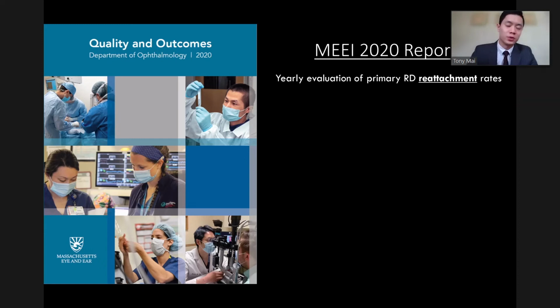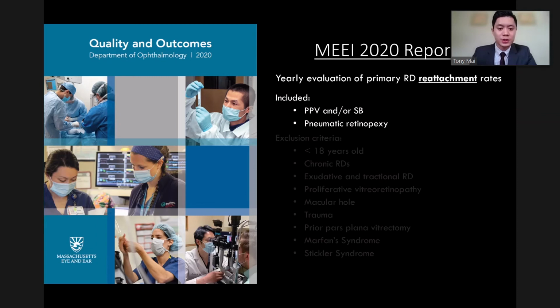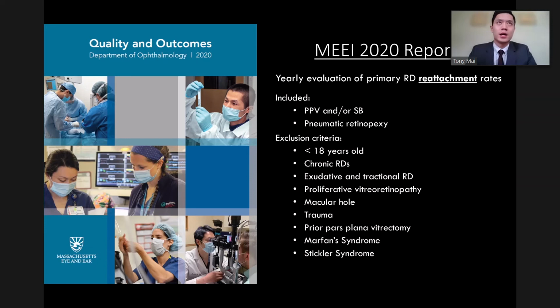And so for their study, they included pars plana vitrectomy, scleral buckle, and pneumatic retinopexy. And they wanted to look at only primary retinal detachment. And so they excluded pediatric patients, chronic RDs, and other things that would be a secondary RD, like exudative, tractional, things that had proliferative vitreoretinopathy, if there was a history of macular hole or trauma or previous surgery, or if they also had Marfan's or Stickler syndrome.